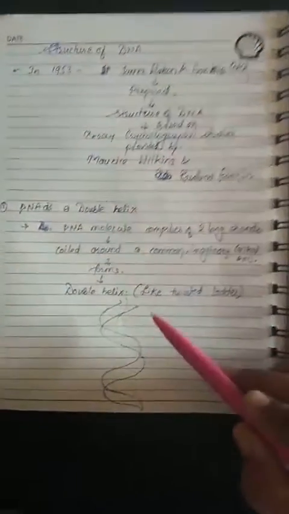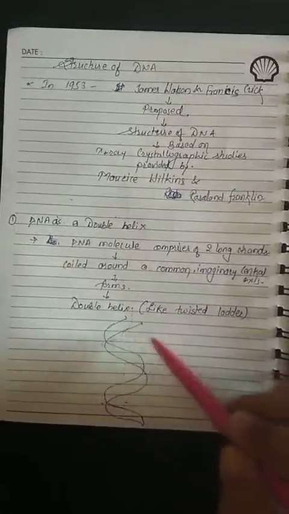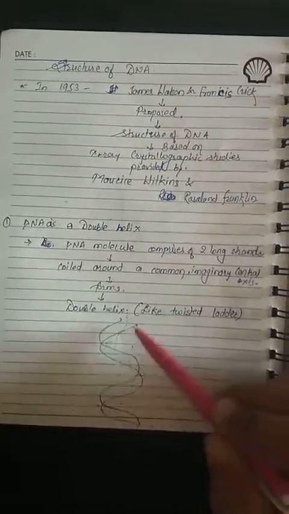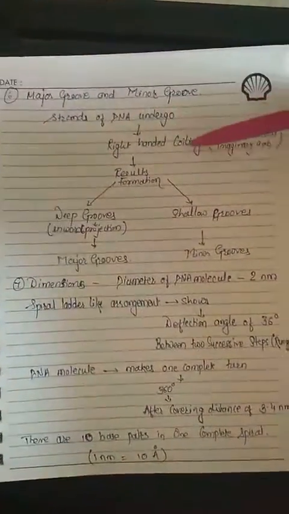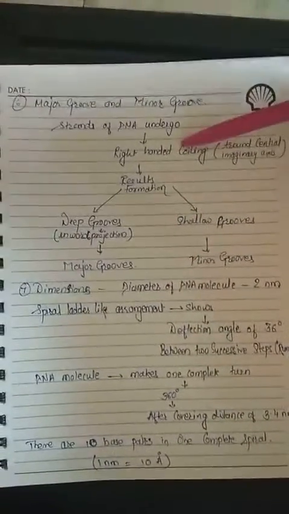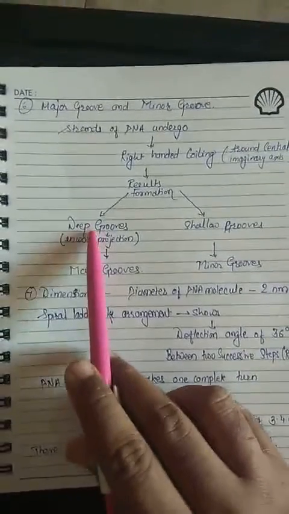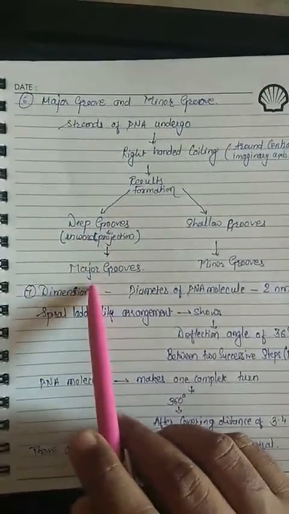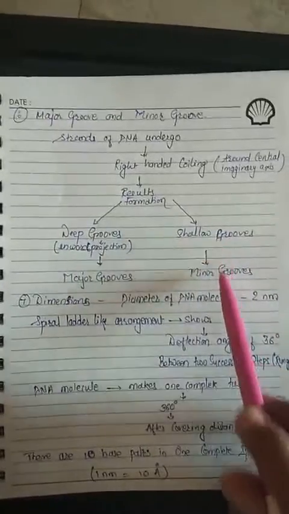If you look at this structure, this one is a deeper groove and this one is the shallow groove. These deeper and shallow grooves are nothing but the inward projections observed in the double helical structure. When the DNA strand undergoes right-handed coiling around the central imaginary axis, it results in the formation of a deep groove, which is the inward projection that goes deeper inside, known as the major groove, and the other is the shallow groove, which is the minor groove.